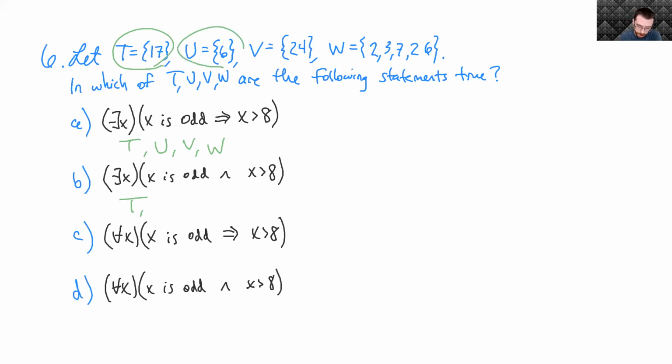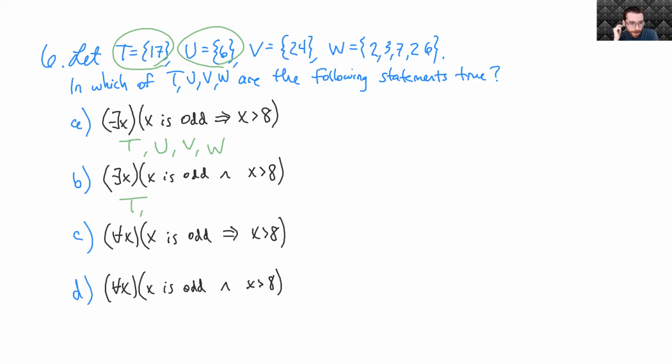How about for U? Well, is there an element of U? Well, the only element is 6, right? Such that both of these are true? Actually, no, neither of them are true, right? 6 is not odd, 6 is not greater than 8. So this and that fails. Okay, so U is not included. It's not one of the universes where that statement's true.